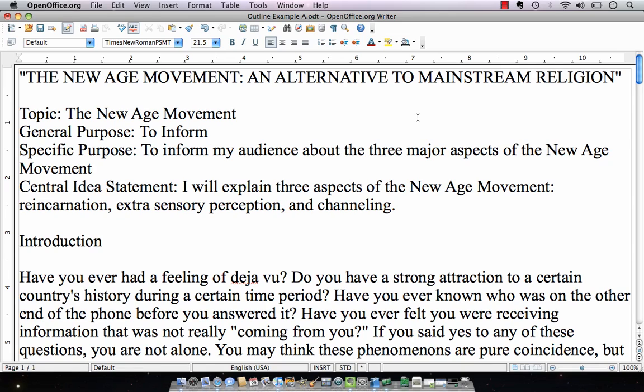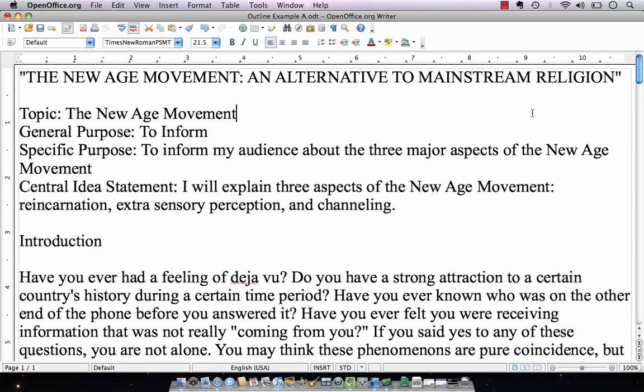Let's take a look at a good outline first, and you'll see it here on the screen. This outline is actually on D2L. You'll see it in the content section, in the informative speech subsection. It's titled Sample Outline. It's the New Age Movement outline. So let's start at the very top. You'll see this outline has a title. A title isn't required. A lot of people have one. You can have one or not. It's completely up to you.